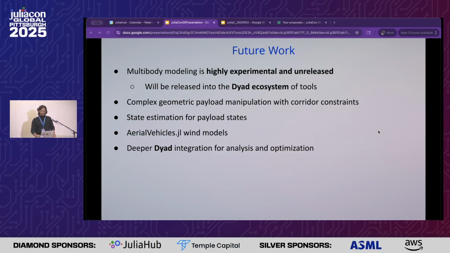Some of the other stuff that I have going on is AerialVehicles.jl has wind models. You can plug in wind into the system and see how it does in something a little bit more realistic and not like a closed room. And finally, deeper integration with dyad for running analysis on some of these multi-body systems or cooperative systems and optimizing performance.